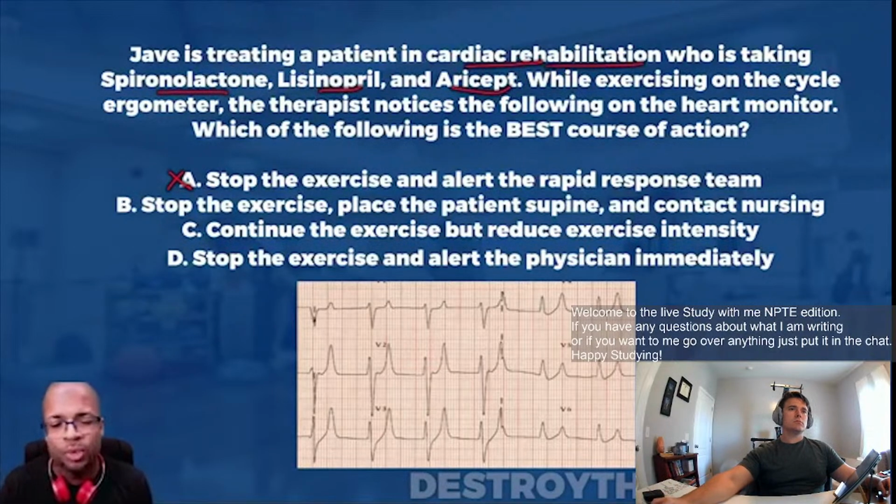What is one of the conditions where you would tend to do that? The first one that comes to my mind is something like orthostatic hypotension, right? But other than that, I don't really understand why I would place the patient supine. So that's kind of weird. And it says contact nursing.